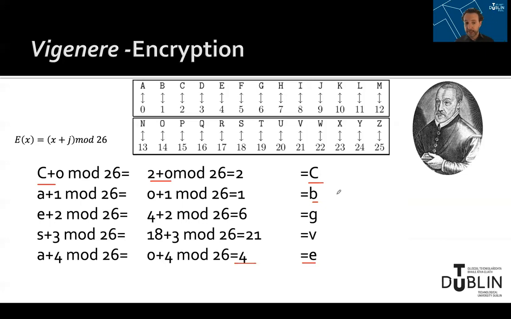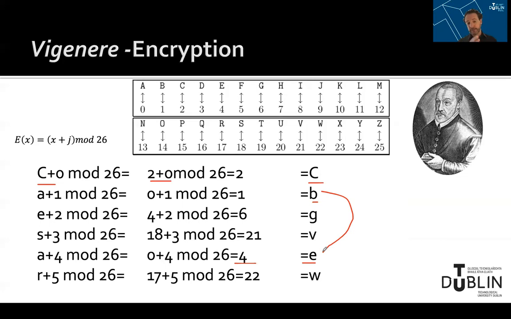So now here is the crux of it. A is encrypted to both B and E. A can be any letter. It just varies where it turns up in what you're encrypting. And R, 17 plus 5 is 22, becomes W.